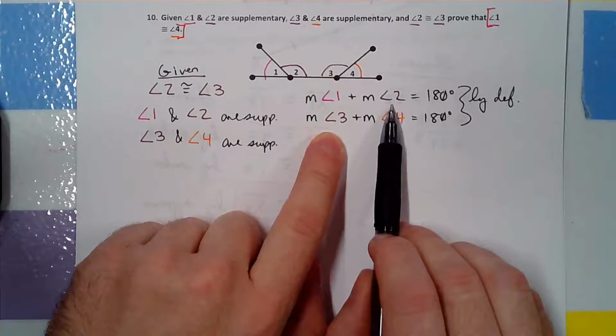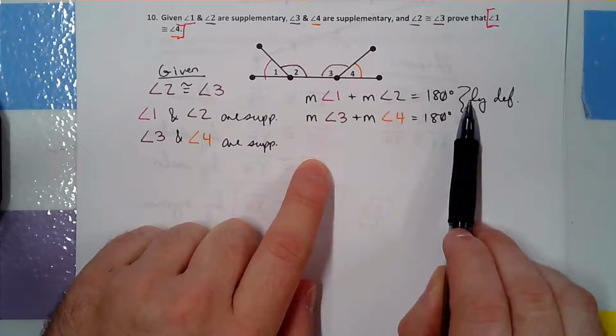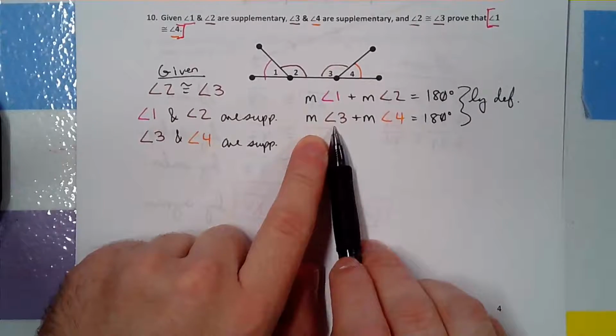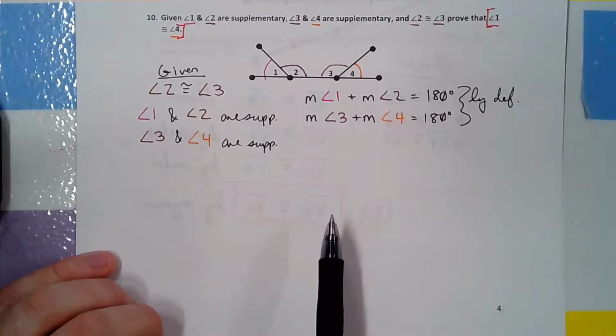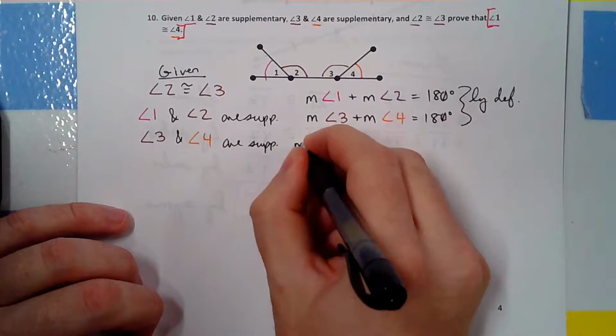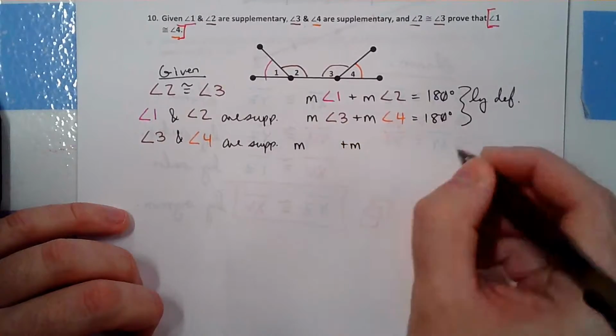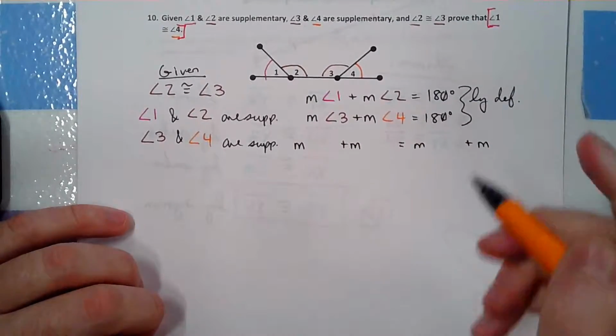So there could be a way to get angle 2 on its own and have angle 2 equals 180 minus the one we moved over. And then we could substitute it down here once we switch that out, but that's a lot of extra work. What would be easier is to say, look, they both equal 180, therefore they equal each other, right? Okay, let's do that. Measure of angle 1 plus measure of angle 2 equals measure of angle 3 plus measure of angle 4.